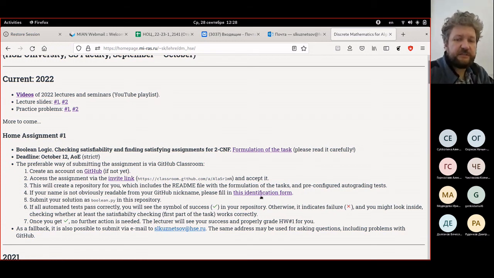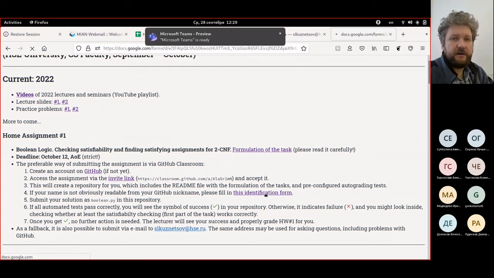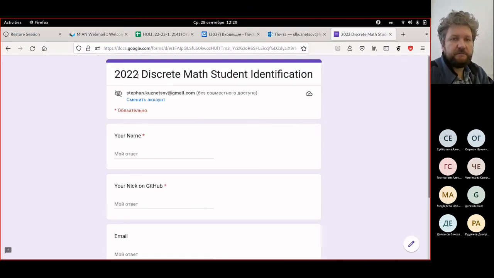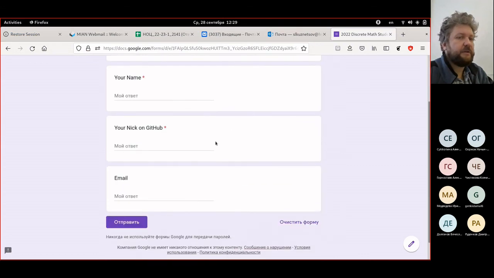Also, there is this, which I didn't talk about last time: the identification form. On Google, if your nick on GitHub is not easily understandable with your name and surname, please identify yourself here, so that I understand who these people are.